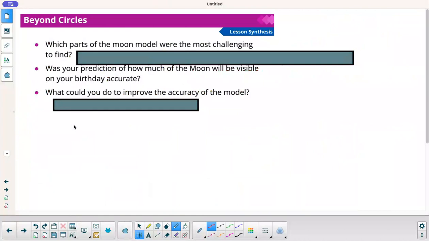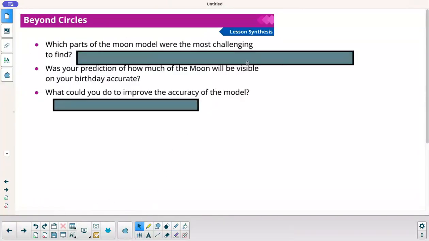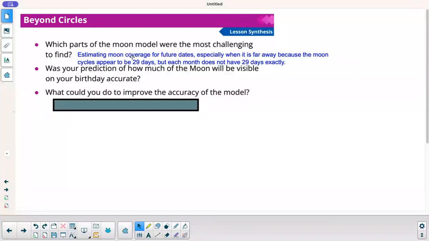All right, which parts of the moon modeling were most challenging? I would say definitely that last part, estimating moon coverages for future dates, especially when it's far away, because the moon cycles appear to be 29 days, but each month doesn't have 29 exactly. So it's kind of hard. You got to just count back 29 days, which is kind of annoying. So like if your birthday was December 10th, you'd have to count backwards 29 days and figure it out, which is a little annoying.